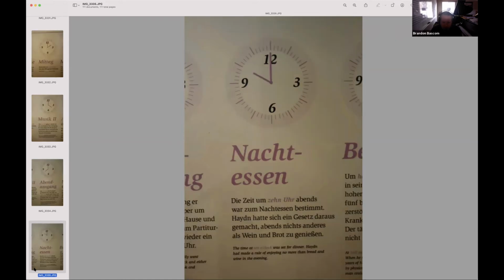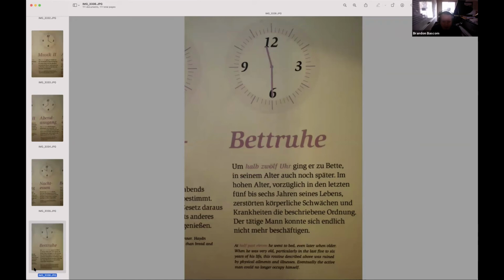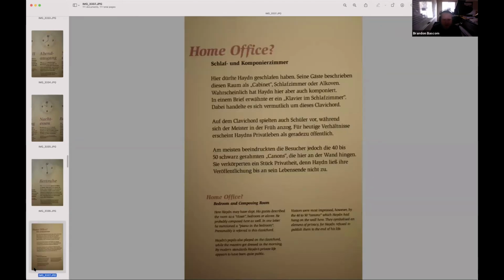The time at 10 o'clock was set for dinner. Haydn had made a rule of enjoying no more than bread and wine in the evening. At 11:30, he went to bed, even later when older. When he was very old, particularly in the last 5 to 6 years of his life, this routine described above was ruined by physical ailments and illnesses. Eventually, the active man could no longer occupy himself. So kind of a different time schedule than what we're used to, right?